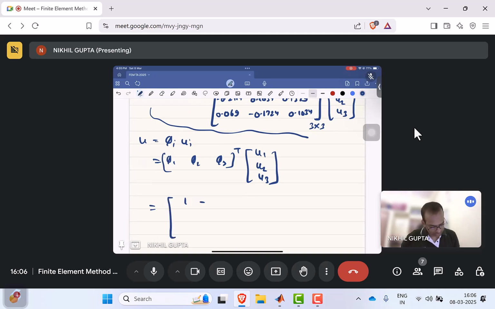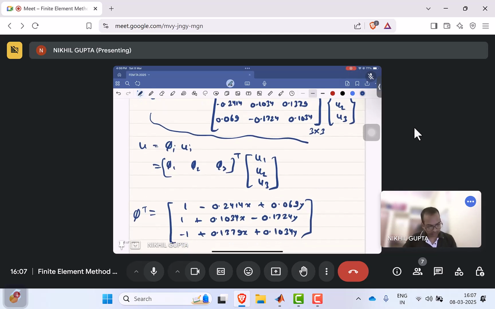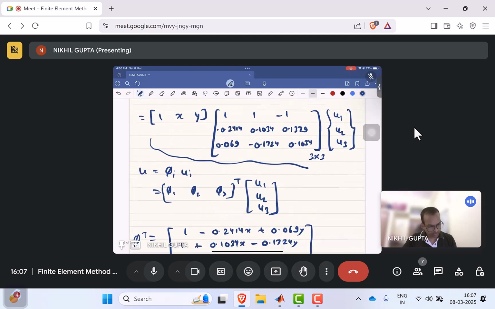So when you multiply this phi, you will get 1 minus 0.2414 x plus 0.069 y, 1 plus 0.1034 x minus 0.1724 y, minus 1 plus 0.1379 x plus 0.1034 y. Okay, so this is the phi transpose you have got.